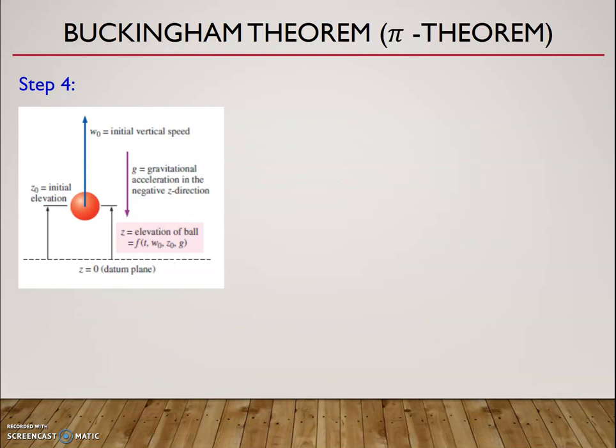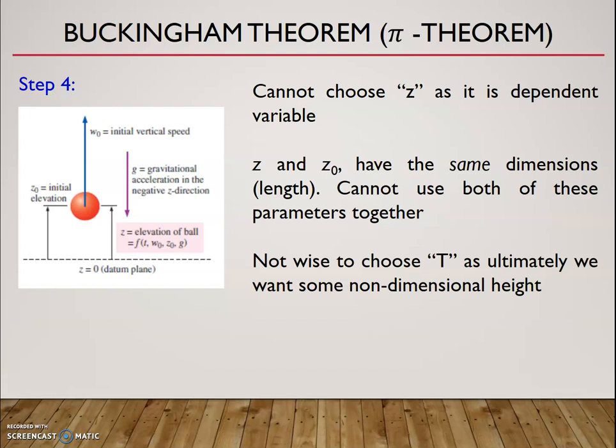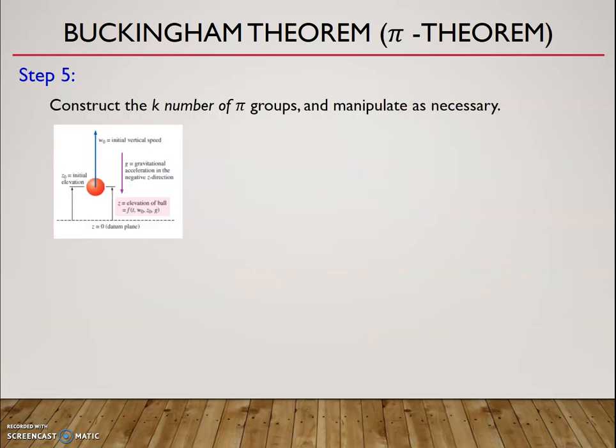So let us move to the example. In this particular example, you can't choose Z as a repeating parameter because it's a dependent variable. And also you can't select Z and Z0 together as repeating parameters because they both have the same dimensions. Further, it is not wise to select time as a repeating parameter because our concern relates to the non-dimensional height. So by considering all these facts, let us select W0, that's the velocity, and Z0, that's the initial height, as repeating parameters.